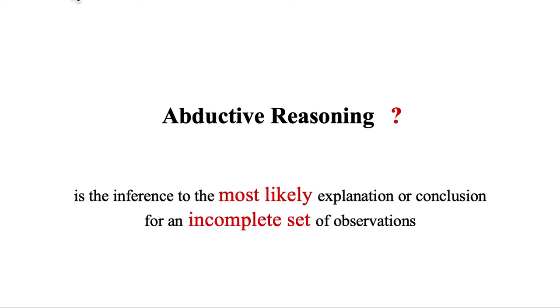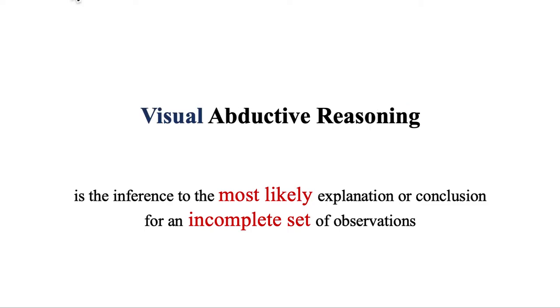So, what is abductive reasoning? By definition, it is the inference to the most likely explanation from an incomplete set of observations. And in this work, we focus on this ability in visual situations.